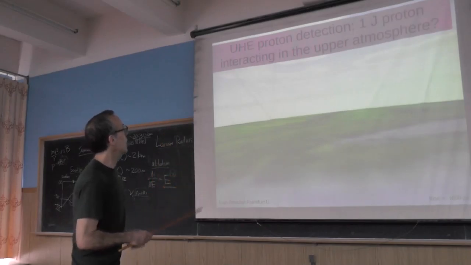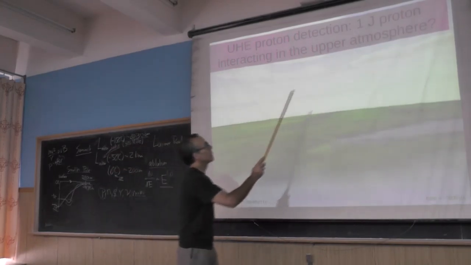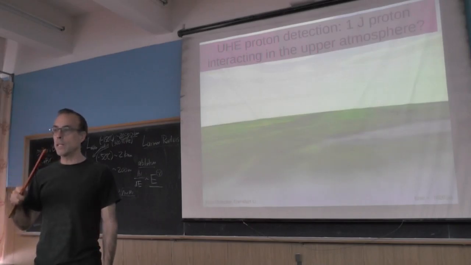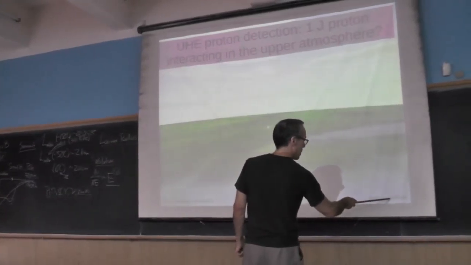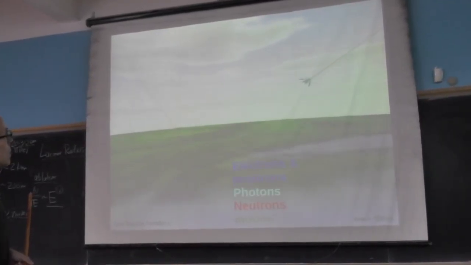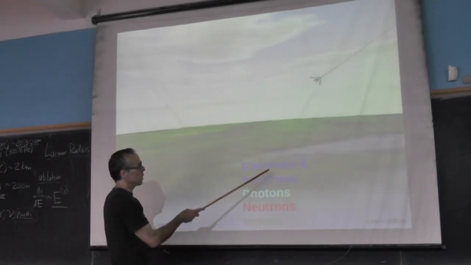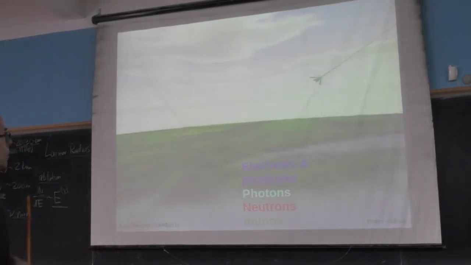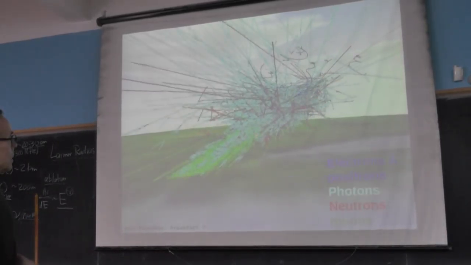So let's start out with detection of an ultra high energy proton. If we were to model a 1 joule proton, so this is a 1.6 times 10 to the 19 electron volt proton interacting in the upper atmosphere, what does the shower look like? Here's a little time lapse photography, and the time you can see is relative to impact on the ground. Here is the original particle, and then the particles in the shower are color coded. As you're watching it, electrons and positrons will be in blue, photons in cyan, neutrons in red, and muons in green, and this whole thing evolves.